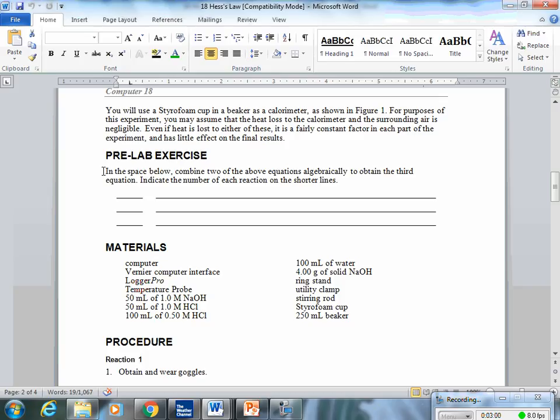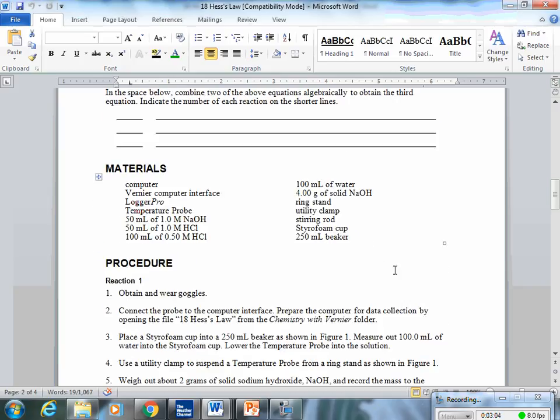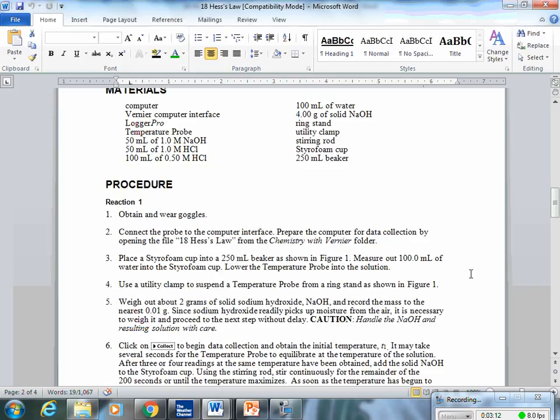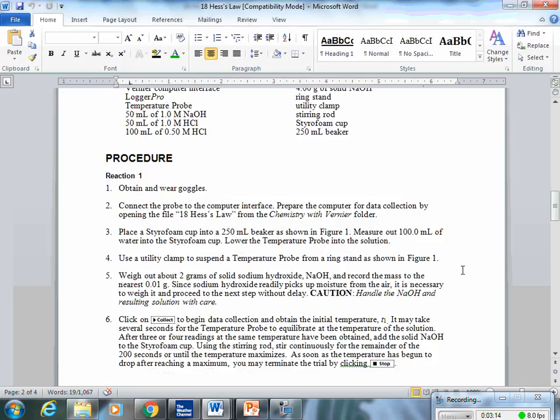All right? Now, when we do the procedures, obviously we're dealing with acids and bases here, sodium hydroxide and hydrochloric acid, so we need to wear our goggles at all times. We're going to open computer lab number 8 of Chemistry with Vernier. You're going to have your styrofoam cup in a 250 milliliter beaker, and then you're going to add different things to the beaker. Okay, so that will be the big change.